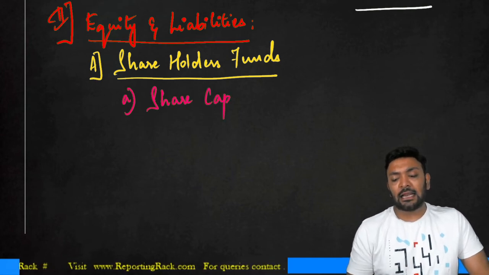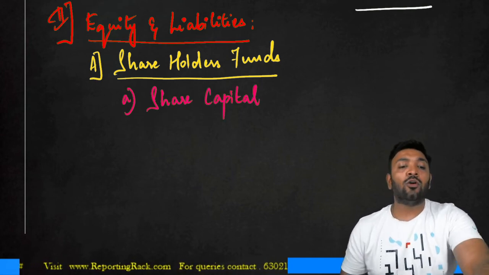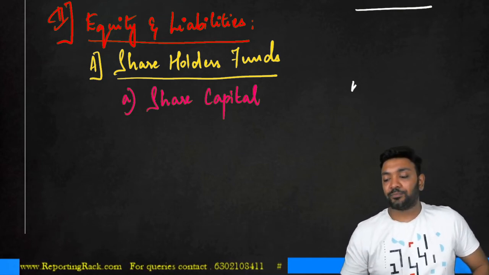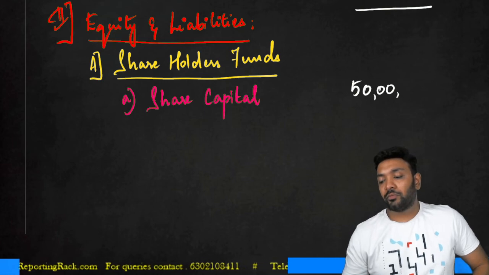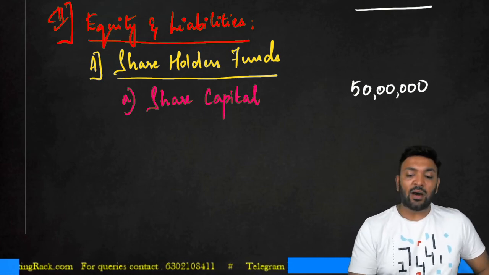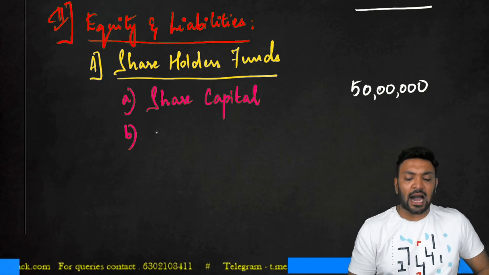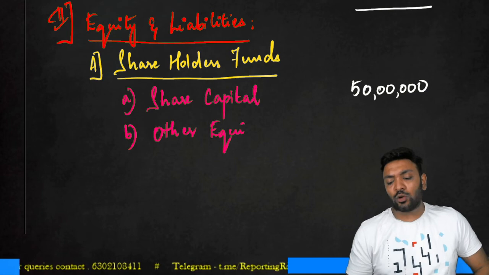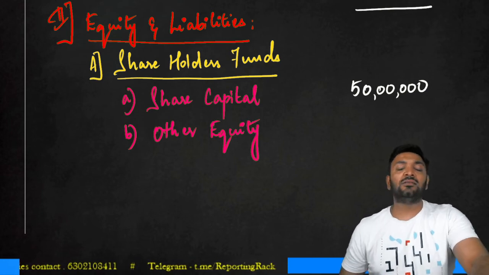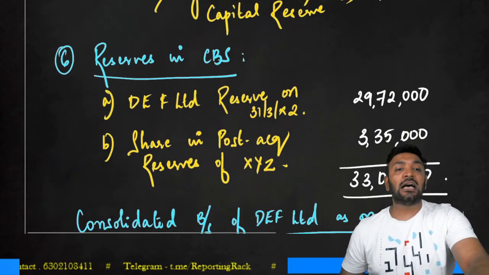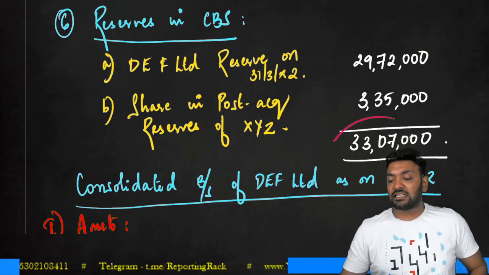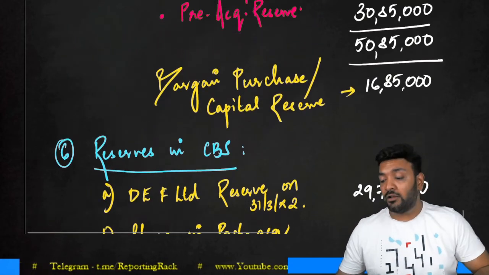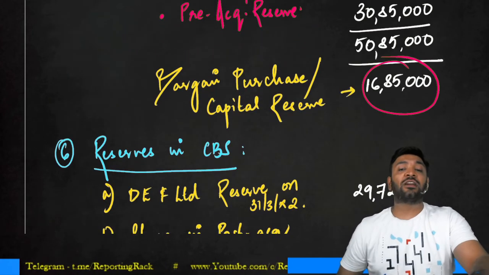Share capital: directly pick up whatever share capital you find in the holding company. As on the balance sheet date, it is 50,00,000. Second one is regarding other equity. Other equity, guys, you already calculated a set of reserves to be taken into the balance sheet. As a part of step 6, reserves in the balance sheet are 33,07,000. But don't forget, one more reserve should be considered, which is 16,85,000 rupees of capital reserve.